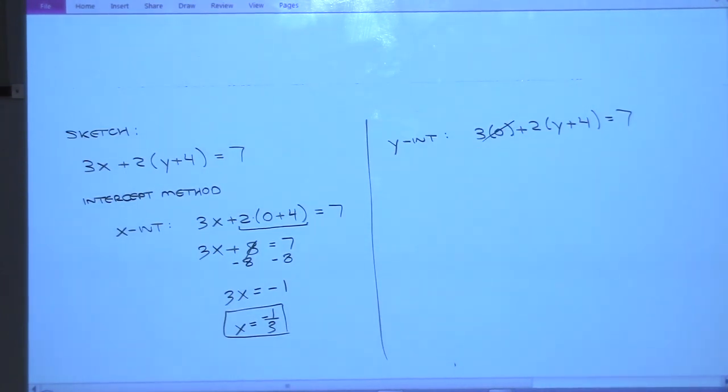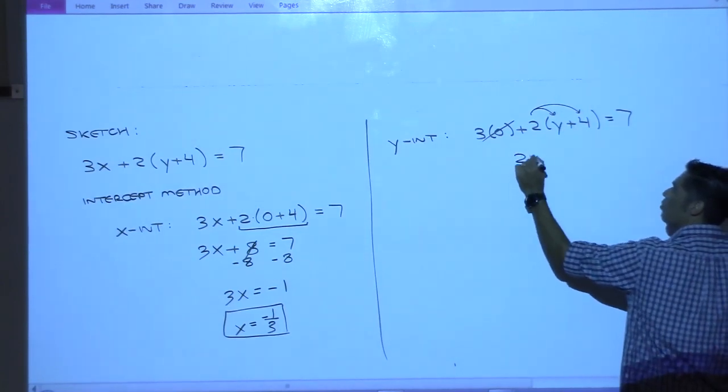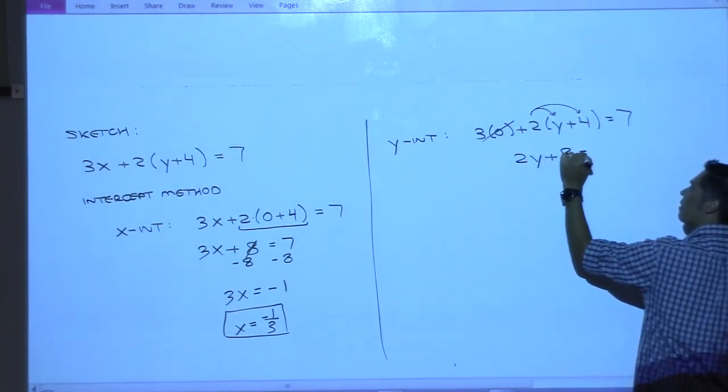So now you need to go solve for y. So how would you solve for y here? Got that parentheses. You don't like that, right? Distribute. Okay, so distribute the 2 through. We get 2y plus 8 equals 7.